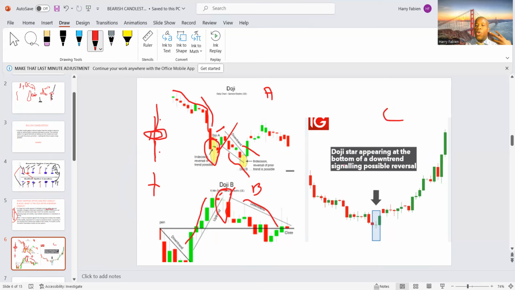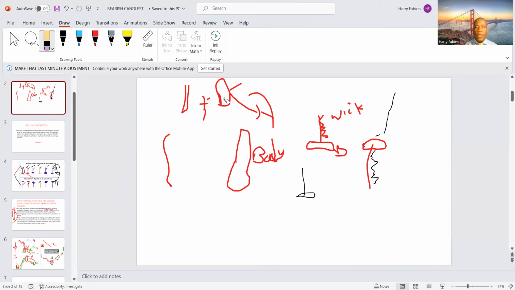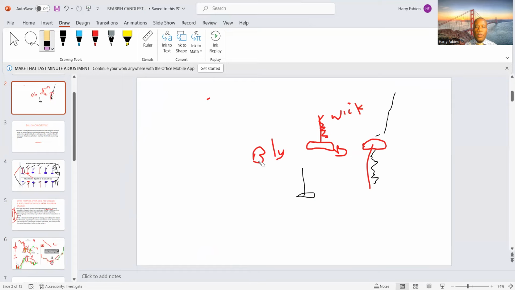Now let's go for letter C here. We're going to see what's called the doji star. The doji star appearing at the bottom of a downtrend signals a possible reversal. It means the stock has been going down, and when you identify the same doji that you see here at the top, the stock is going to go up. Let me explain it a little better. Let's erase that so you can see what I've been explaining. Okay, for the doji.